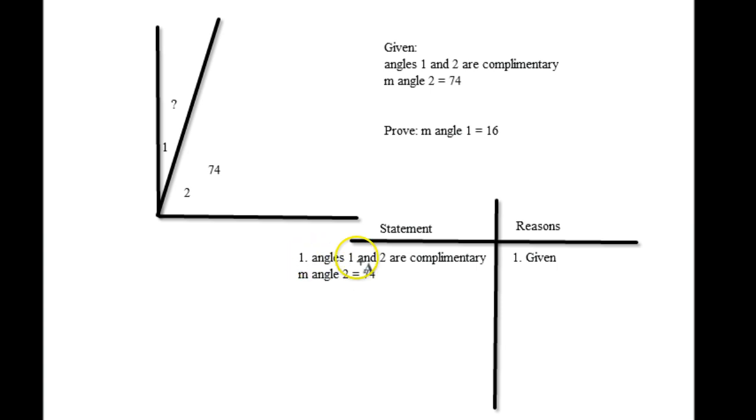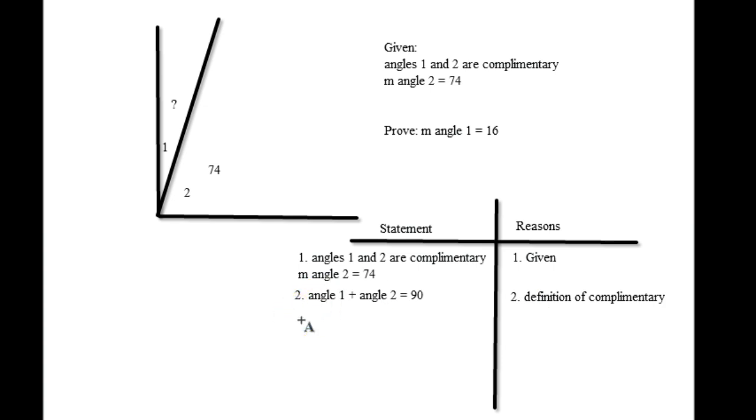We know angles 1 and 2 are complementary. So what is the definition of complementary? That means angle 1 plus angle 2 is equal to 90 degrees. It has to be. And why is that? Well, that's because of the definition of complementary.